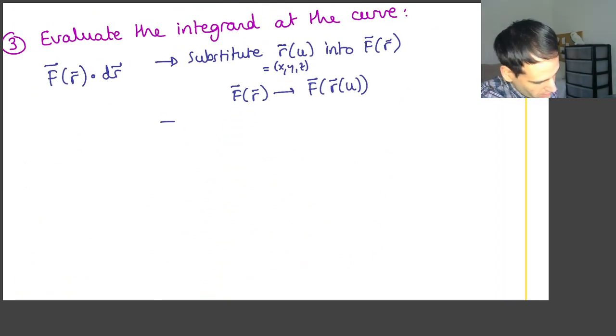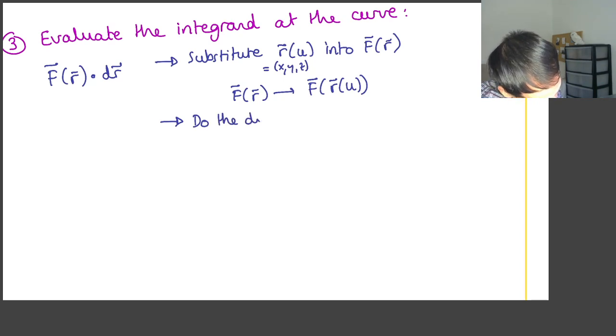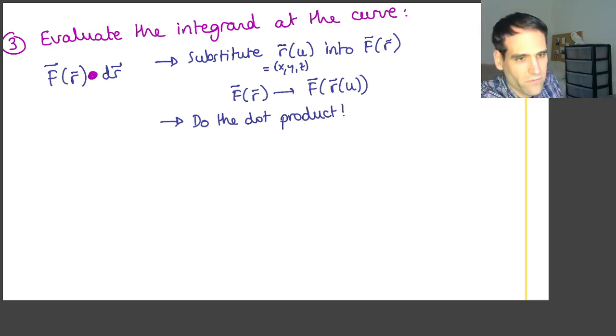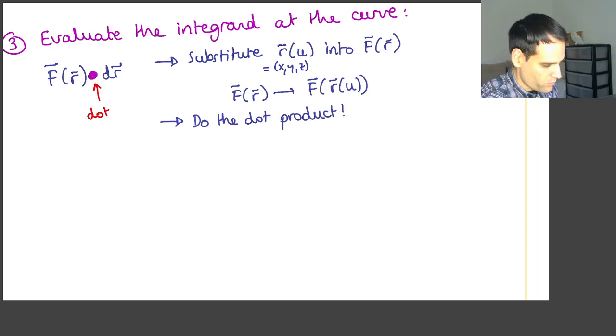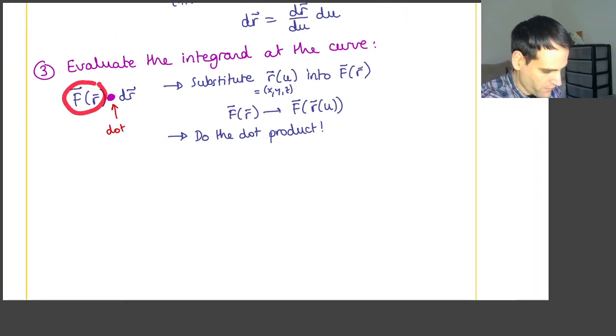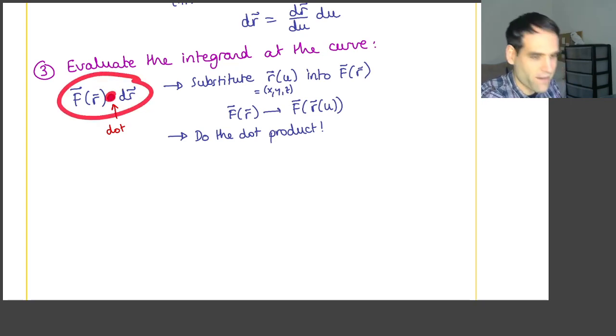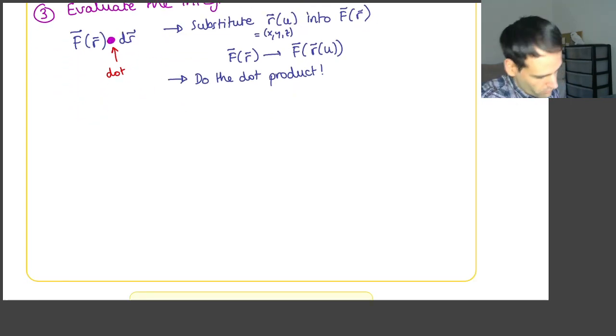And the other thing that please never forget is to do the dot product. Similar to when we were calculating the flux, right? Do the dot product. Please don't forget that. So the dot product is this dot product here. So you must have a vector here and a vector here, and therefore you have to do the dot product and arrive at a scalar. Okay? So let me write it.